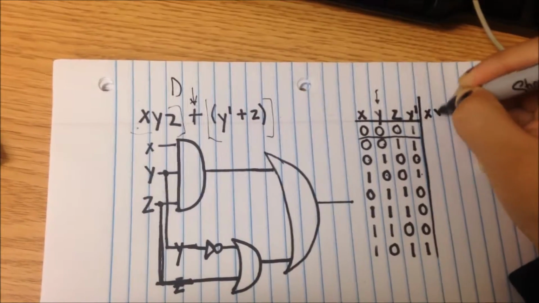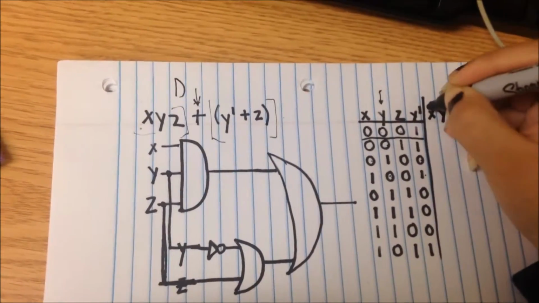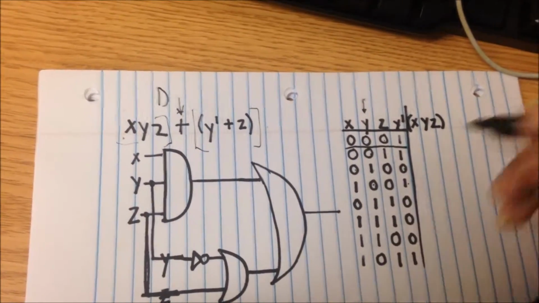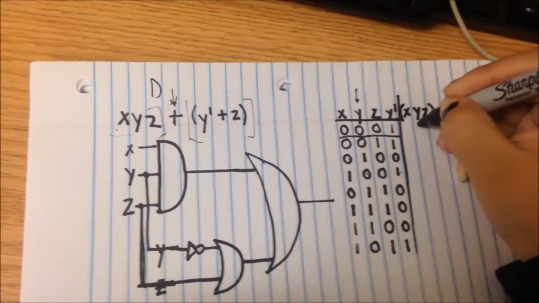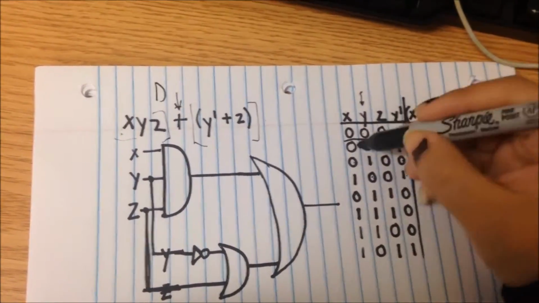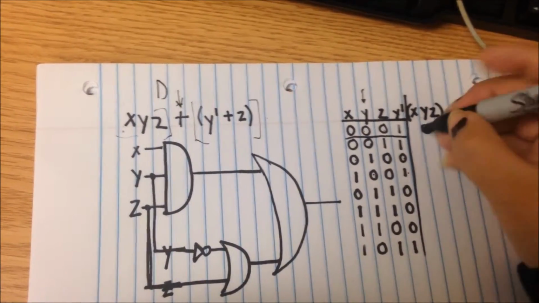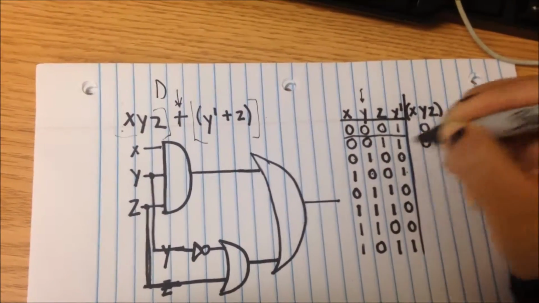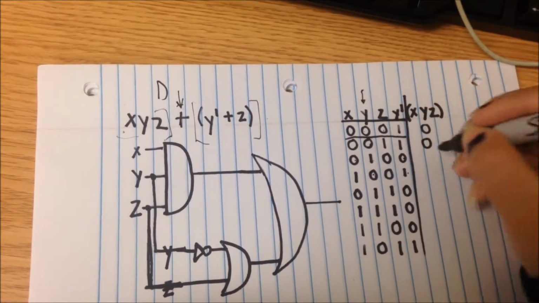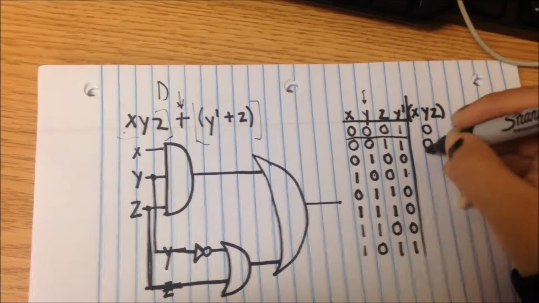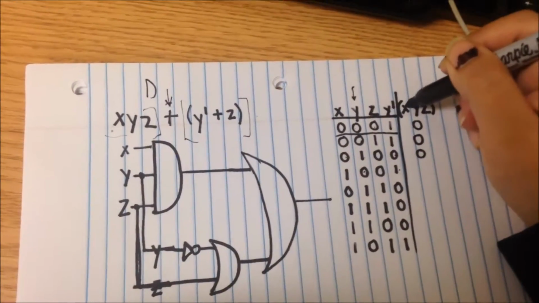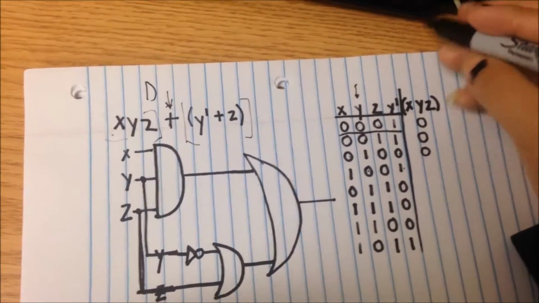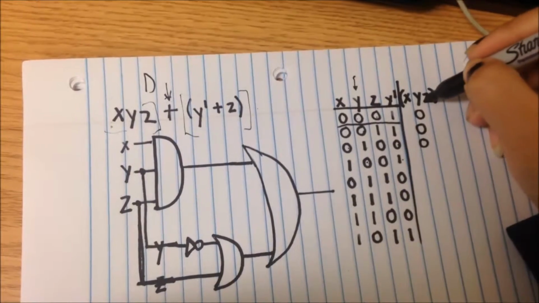X, Y, and Z. Let's multiply 0 times 0 times 0, which is 0. 0, 0, 1, you get 0. 0, 1, 0, you multiply these and you just get 0. And remember, with this part, all you're doing is concentrating on your x, y, and z values.